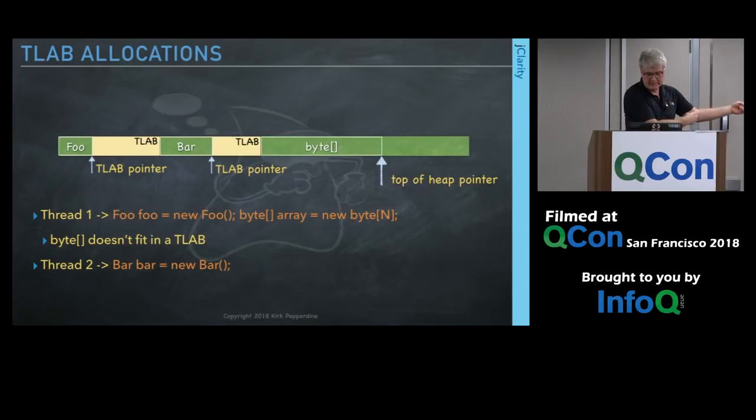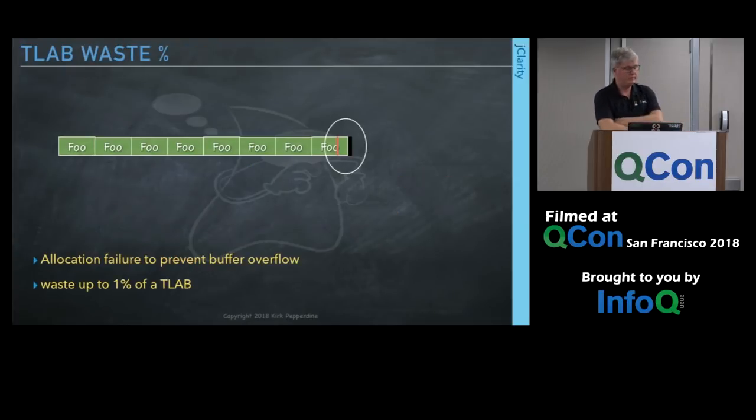And we have also allocated this byte array. Now the byte array is too big. It doesn't fit into a TLAB, so that has to go out into the general allocation space. But everything else fits into a TLAB. And as you can imagine, the problems come when you get to here. Now what do I do?